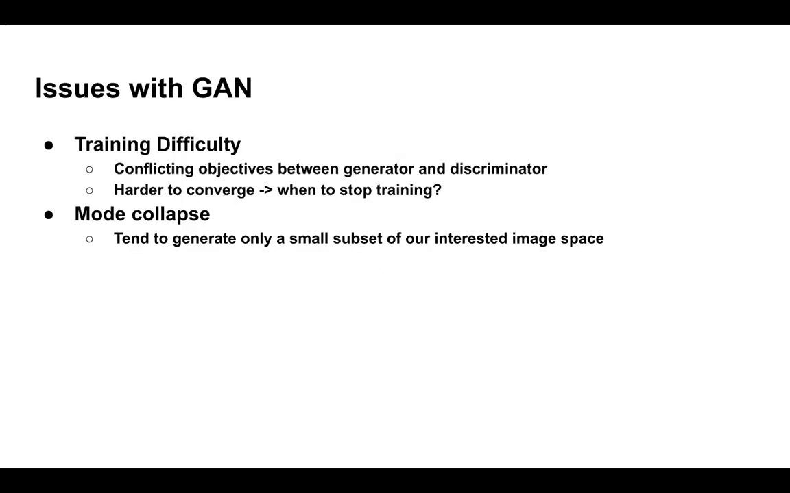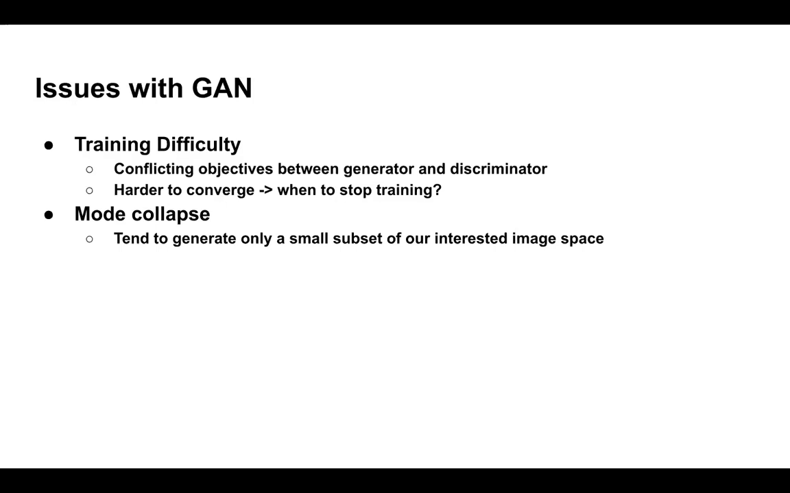One thing about GAN is, is it hard to train? Yes, because the generator and discriminator have conflicting objectives in the first place. One wants to minimize a certain error, while the other wants to minimize the other error, and oftentimes these objectives are not compatible with each other.